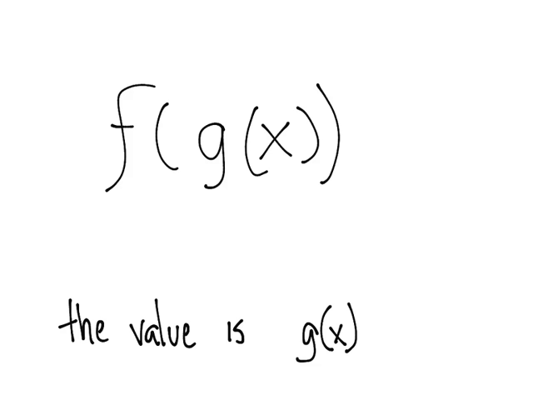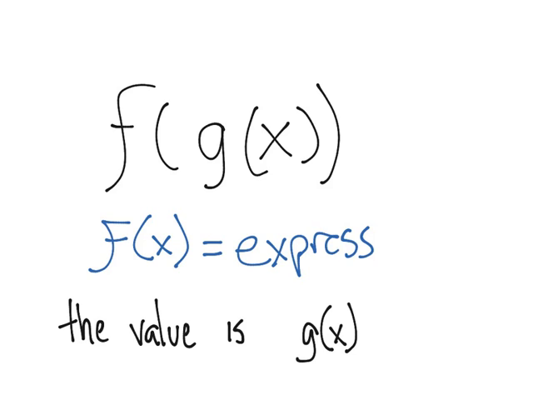What this means is that we have some function f of x equals an expression, and all we need to do is replace the variable in the expression with whatever the value of g of x is. And in most of these cases, our value is going to become another expression.